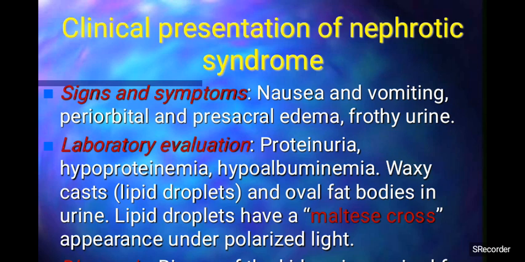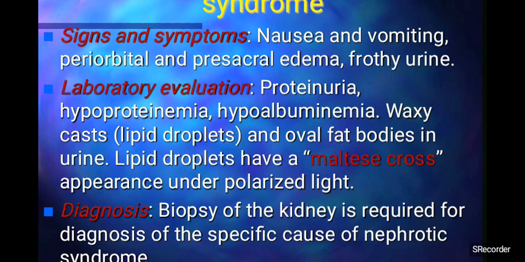So what are the laboratory evaluations? When we visit our lab, we shall find proteinuria, we shall find hypoproteinemia, hypoalbuminemia, waxy casts, and oval fat bodies in our urine. The lipid droplets have a Maltese cross appearance under polarized light. So for the diagnosis, we shall need a biopsy of the kidney, which will tell us the specific cause of nephrotic syndrome.